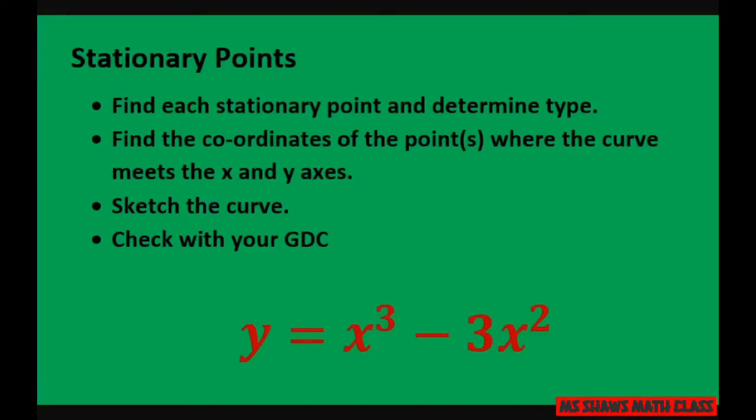Hi everyone, we're going to find stationary points. There's 3 types, and we're going to sketch the curve. After we find our stationary points, we're going to find the x and y intercepts and sketch it.